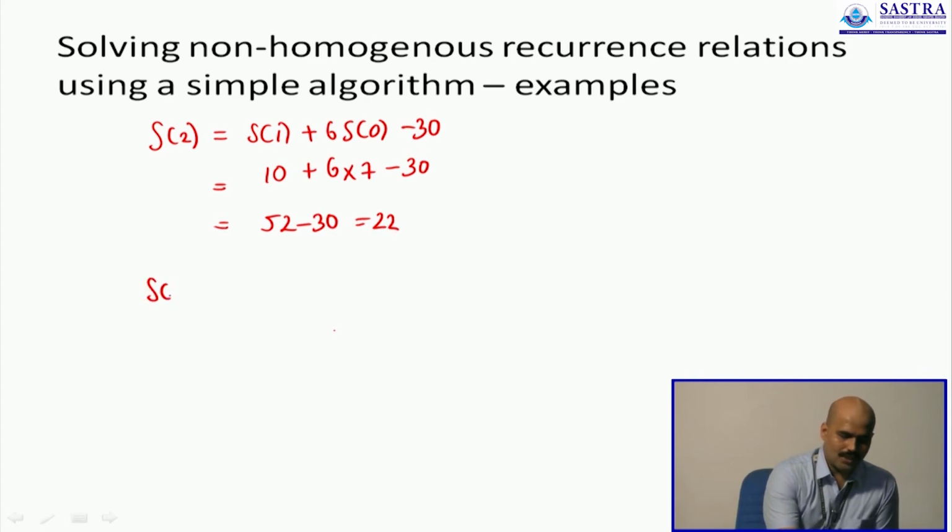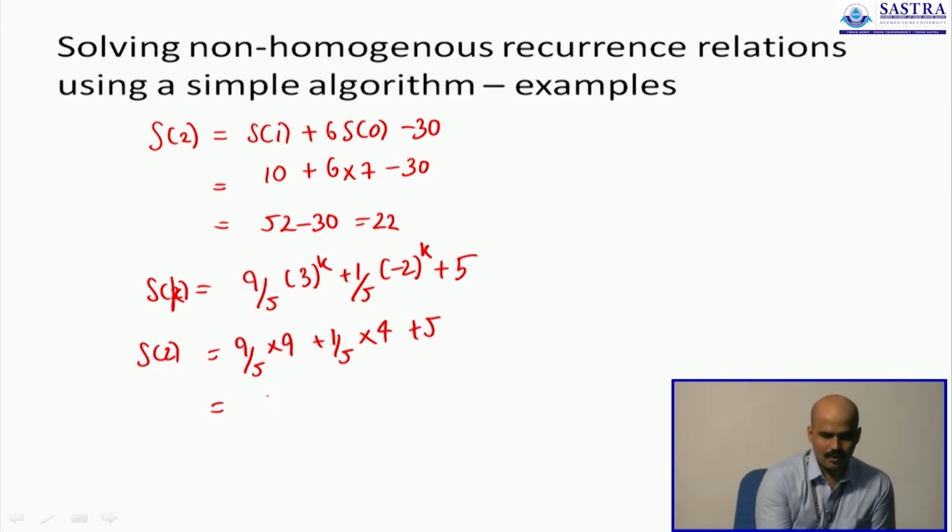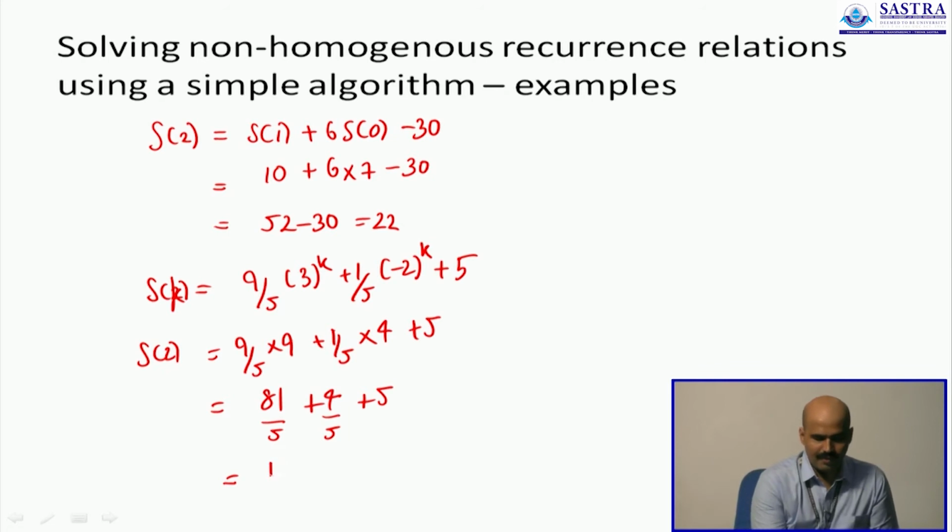Now let's have a look at our answer. Our answer said we need to do 9 by 5 times 3 power k plus 1 by 5 times minus 2 power k plus 5. This was for k. S of 2 means you will have 9 by 5 times 3 square, which is 9, plus 1 by 5 times minus 2 square, which is 4, plus 5. Let's add them up. 81 by 5 plus 4 by 5 plus 5. 81 and 4 give you 85, on 5 gives you 17, 17 plus 5 is once again 22.